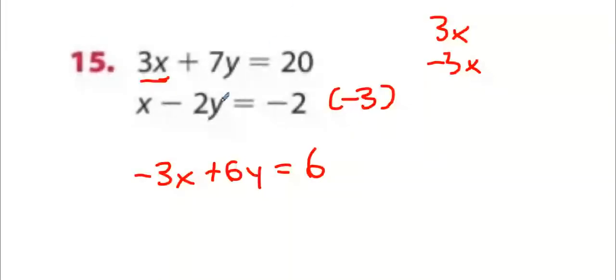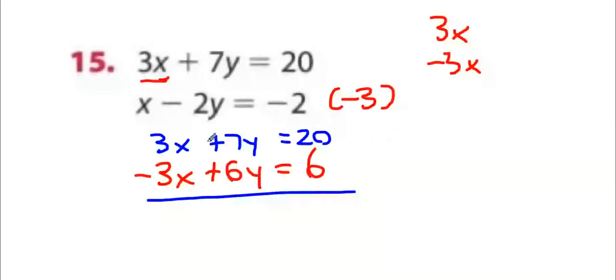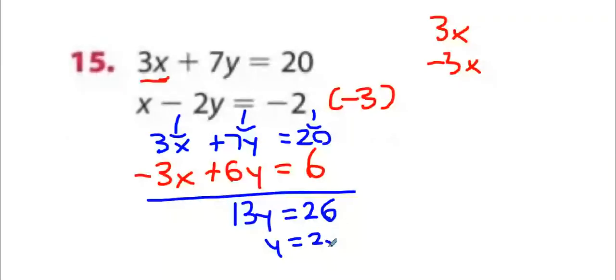And then the top equation is 3x plus 7y equals 20. I'm going to add downwards, and what I should get is the 3x's cancel each other. I'm going to get 13y equals 26. I'm going to get y equals 26 divided by 13. I'm going to get y equals 2.